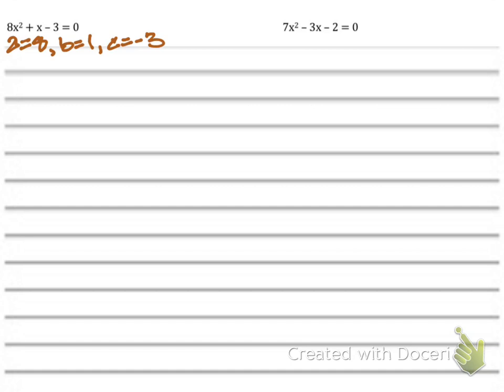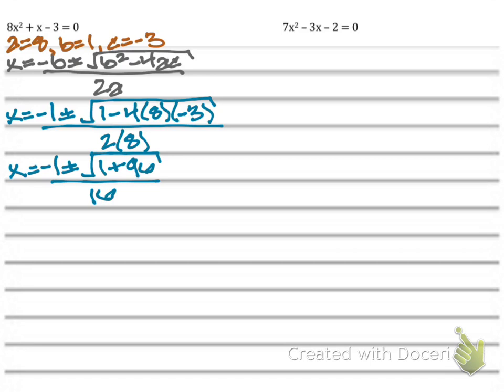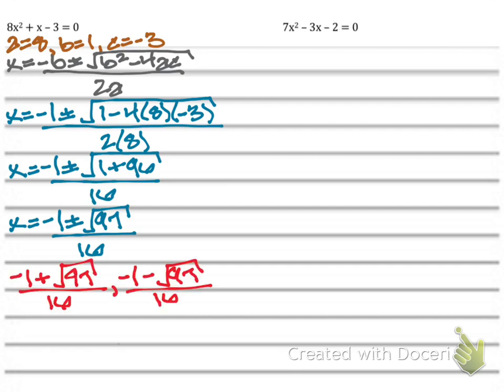So figuring out A, B, and C. Writing our formula down. Plugging it in. Negative 1 plus or minus the square root of 1 minus 4 times 8 times negative 3, all over 2a. So simplifying, that's the square root of 1 plus 96 all over 16. That gives me the square root of 97, which I cannot simplify, so then we just split it up. Okay? Those aren't too bad, right?